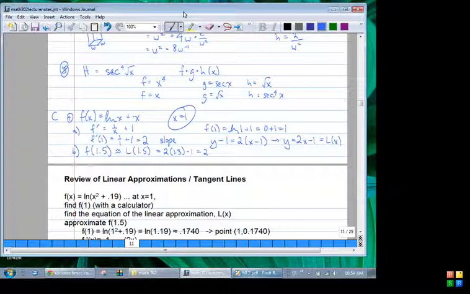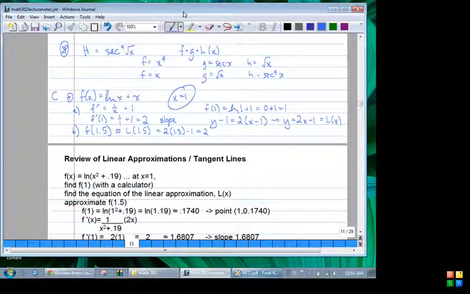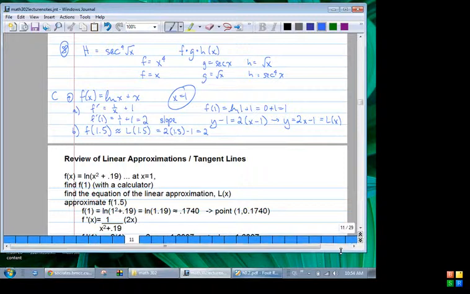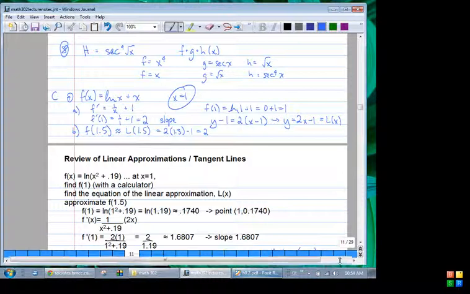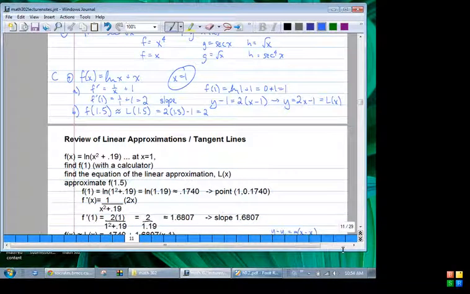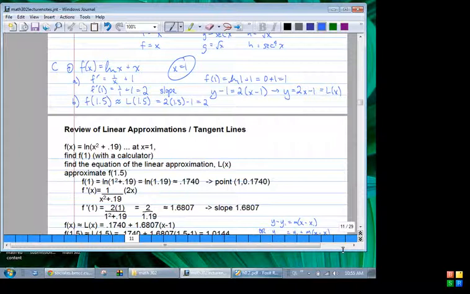So then, from there, how do we construct a linear approximation? We have a point. We also need to find the slope. So for that, you take the derivative, which looks like that. And we want the derivative at that point, so you plug in 1. And you work it out, and you get approximately 1.6807. Okay. Now I've got point and slope.